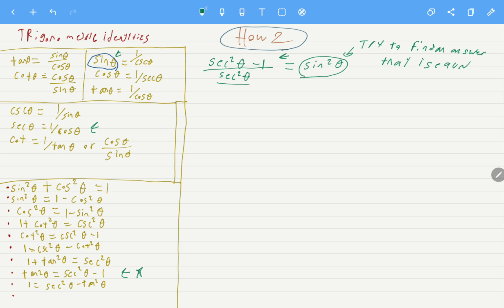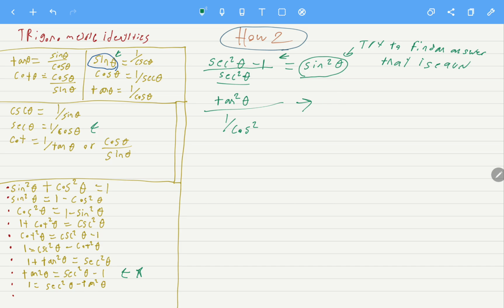So first we see, okay, what was our secant squared minus 1? We know that secant squared minus 1 is tangent squared theta, right? Which is this tangent squared over what is secant squared? You don't need to convert that. So with this, you could say, okay, secant is 1 over cosine, 1 over cosine squared, because it is squared. So you would go like this.